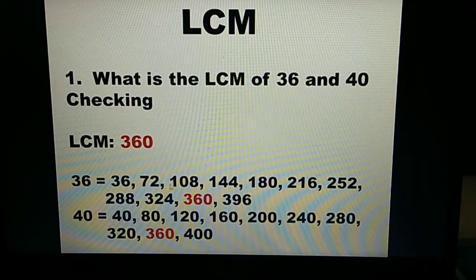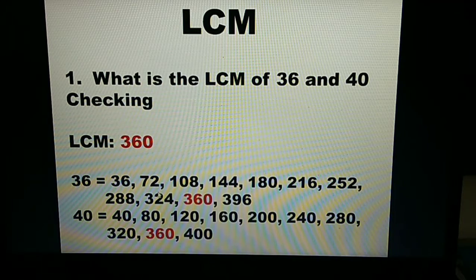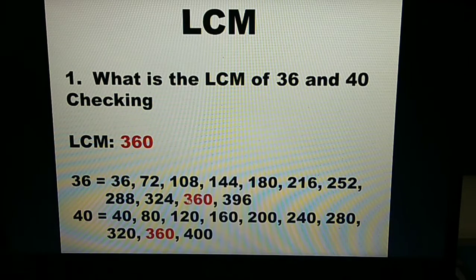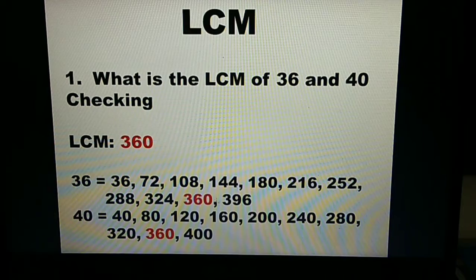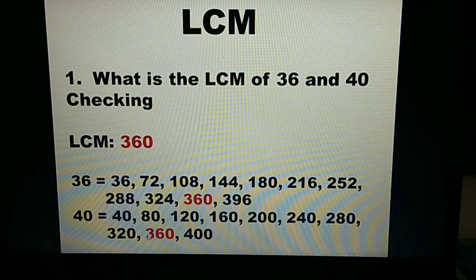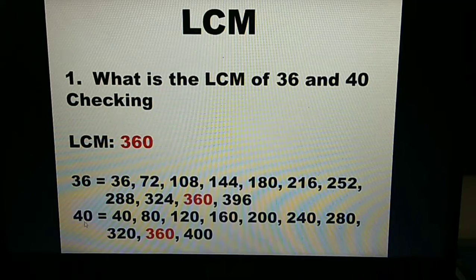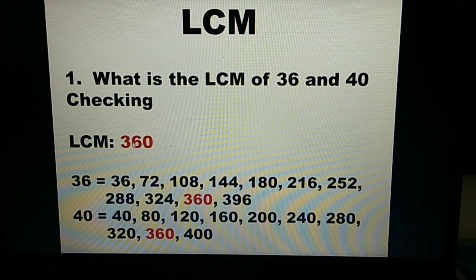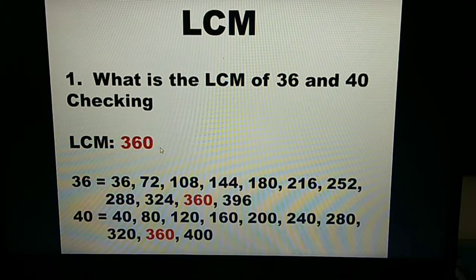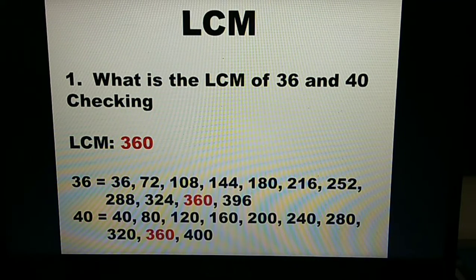Now, with the listed multiples of 36 and 40, as you observe, the red one here is 360. So, this is the least multiple common to 36 and 40. That's why our answer, LCM 360, is correct. Okay, you want more? Let's have another one.